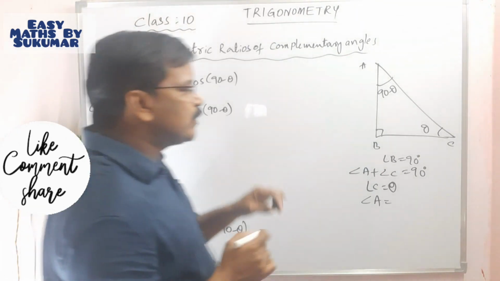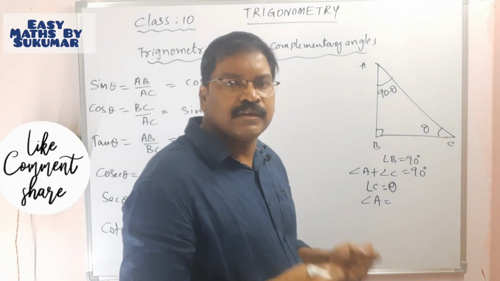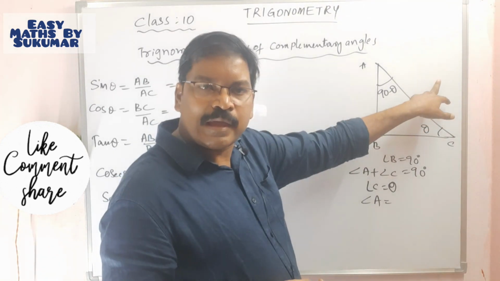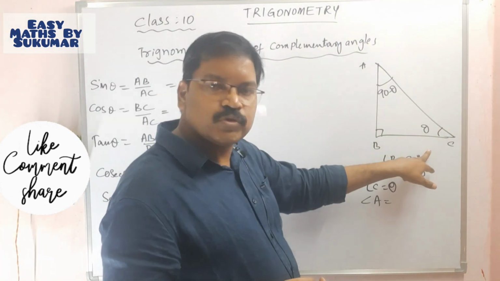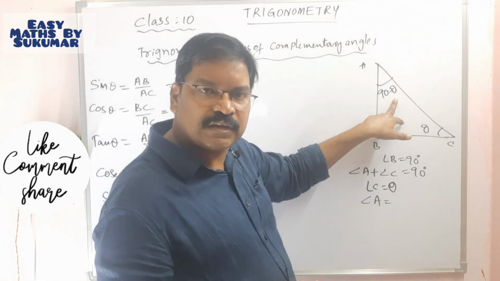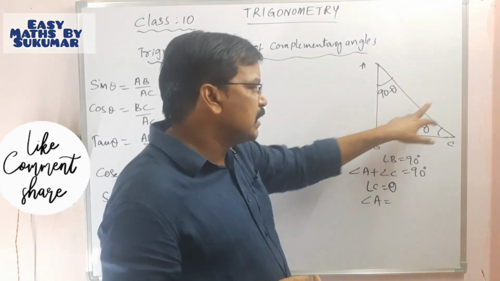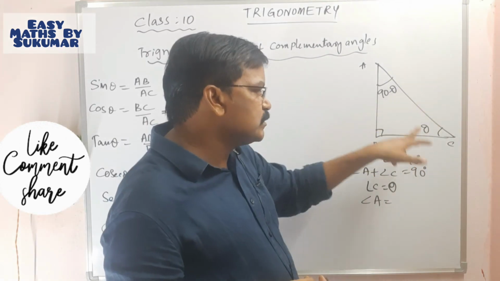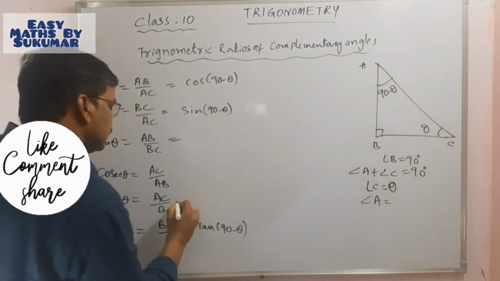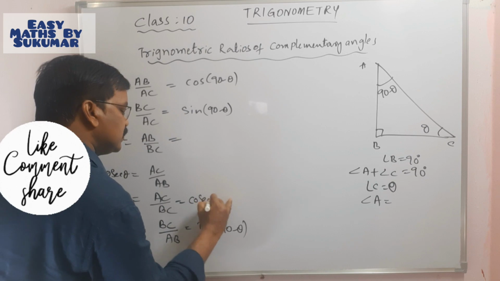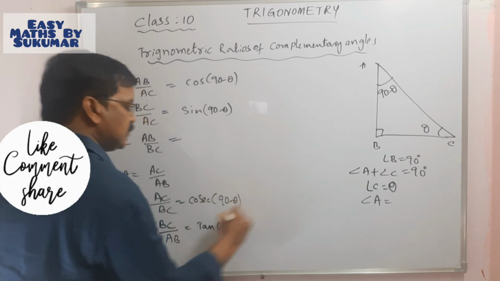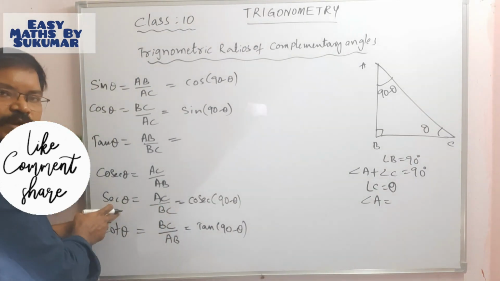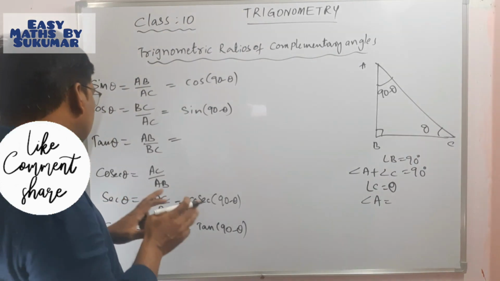Now the next one is cosecant. Cosecant 90 minus theta means hypotenuse by opposite side, for angle 90 minus theta. Hypotenuse means AC, opposite side means BC, so AC by BC is cosecant 90 minus theta. Cosecant 90 minus theta is AC by BC, and this is equal to secant theta. Okay, I will explain, don't worry.